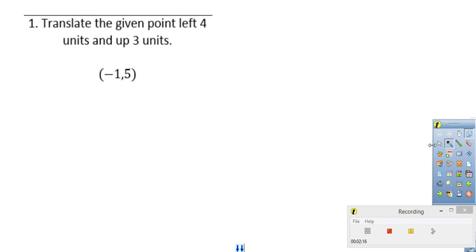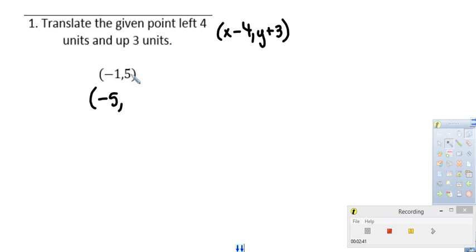Okay, our first example, it says translate the given point, left 4 units and up 3. So I'm going to write this, and I want to write what my translation rule is. I have x, left 4, -4, and then up 3, so y +3. Then that helps me to use this to get my final answer. So when I do -1 and -4, we're going to be at -5. And then 5 + 3, so we're at 8. Okay, next.